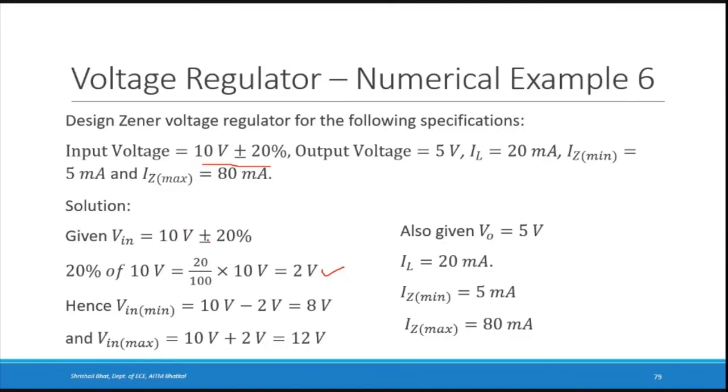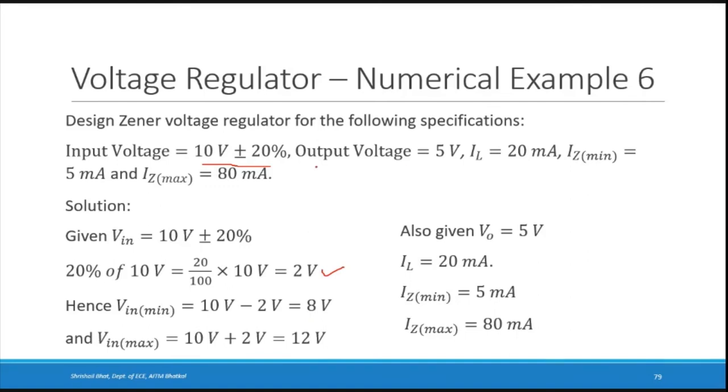So 10 minus 2 is how much? 8. That is the minimum value, V in min. 10 plus 2 is how much? It is 12. That is the maximum value, V in max. Right? So V in min you can take as 8 volts, V in max is 12 volts.